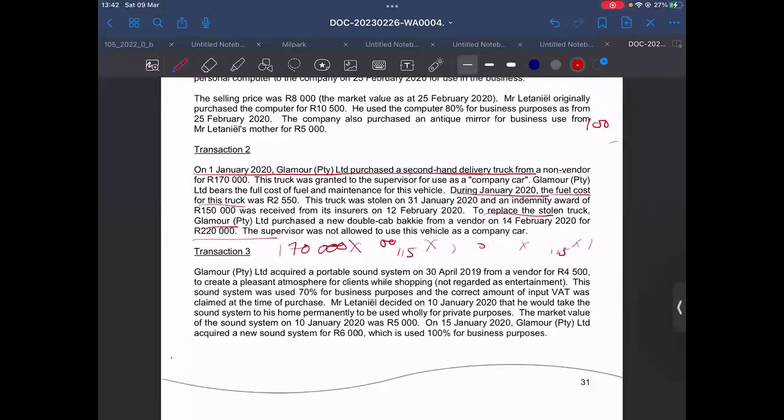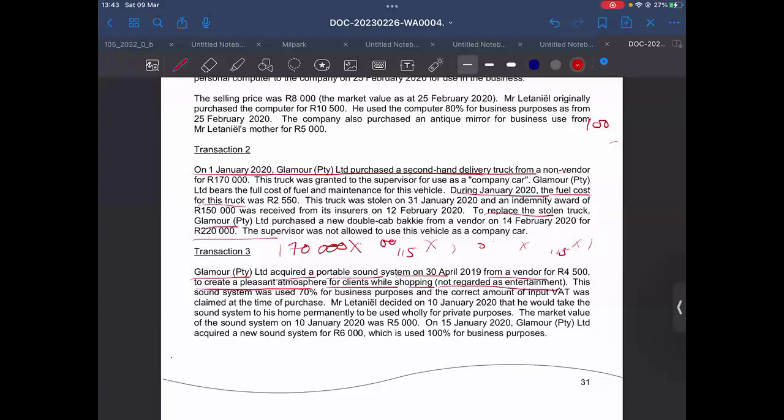Transaction 3. They are saying to us, Glamour acquired a portable sound system on 30 April 2019 from a vendor for 4,500 to create a pleasant atmosphere for the clients while shopping, not regarded as entertainment. Right, see how clever they are. They are saying it's not regarded as entertainment. The sound system is to keep the clients entertained during their shopping. One was going to say it's entertainment.